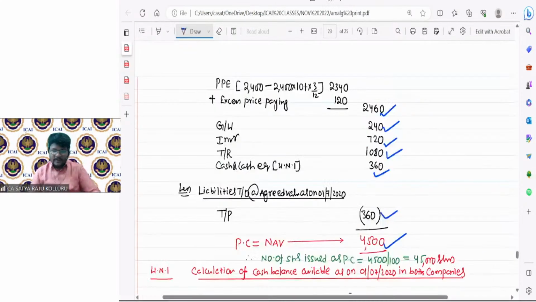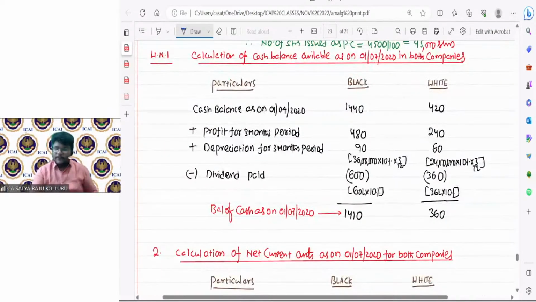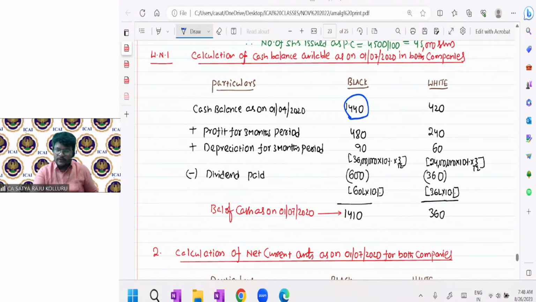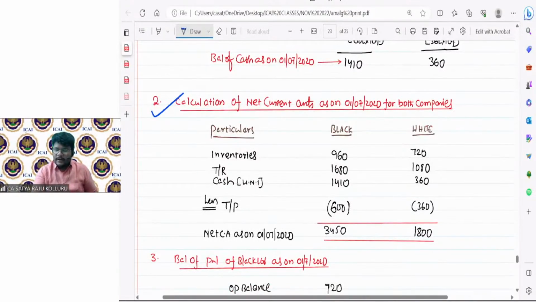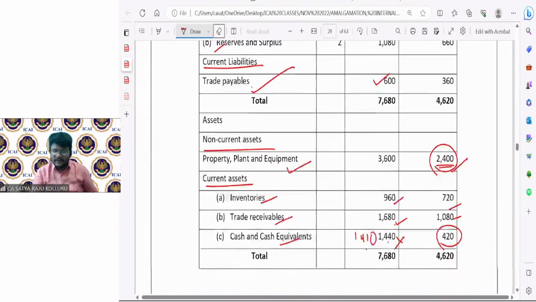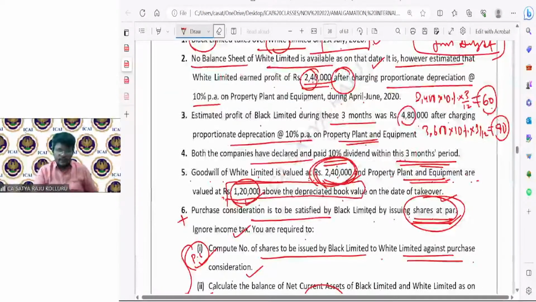So let me verify the same thing with the PDF. So cash balance for Black 1440. This is working out for cash, not this one. Yeah, this is the second point. Inventories for both the companies as per balance sheet. Trade receivable for both the companies as per balance sheet. Cash I already worked out as per the above working note, which is 1410 and 360. Trade payable as per the balance sheet. Then you can get simply the net current assets. No difficulty, guys. Once you are finalizing the cash balance, net current assets is dead easy. That is altogether point number 2.